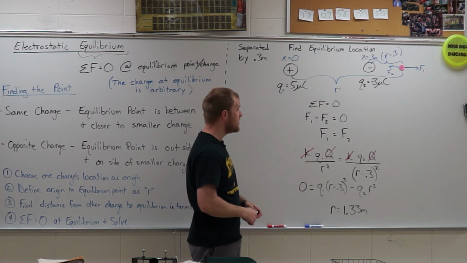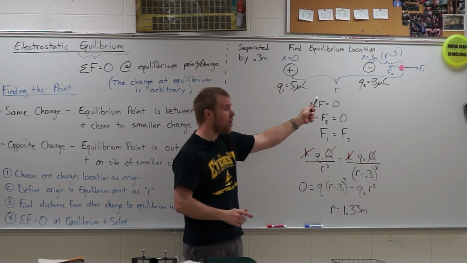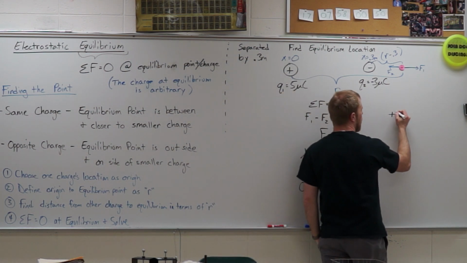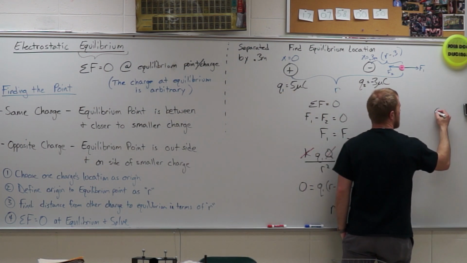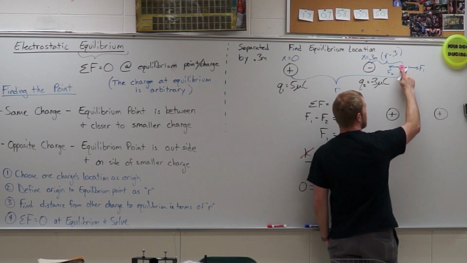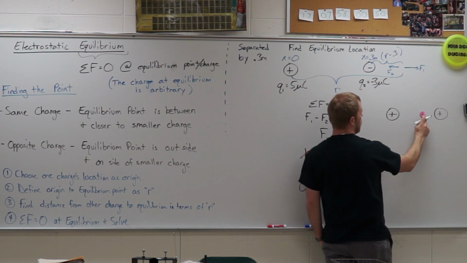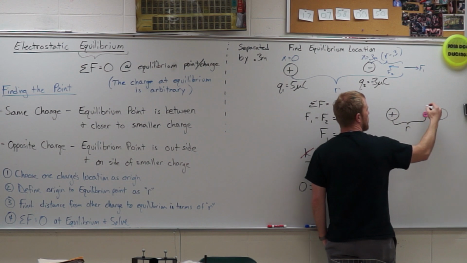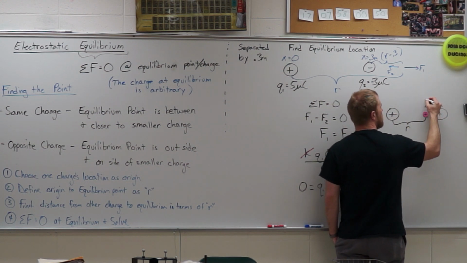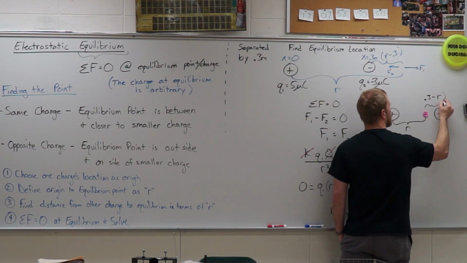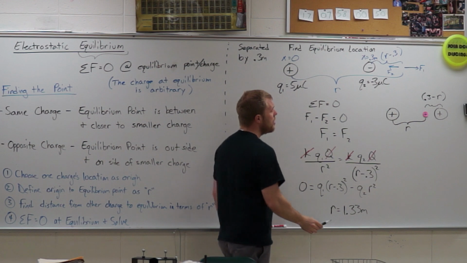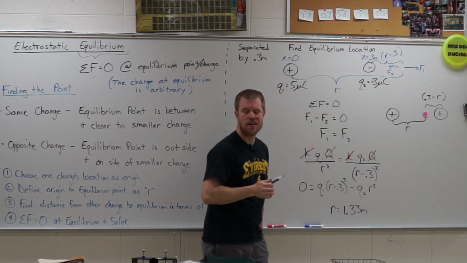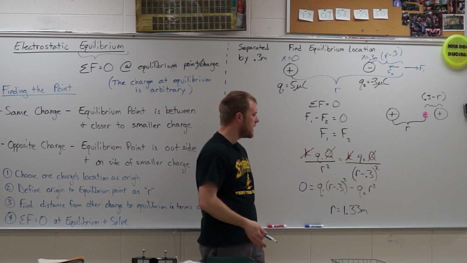Now, here's a cool little trick. What happens if these were the same charge? Okay. So what would happen if these were the same charge is I would have my equilibrium point somewhere in the middle, and closer to the smaller one. I'd have r, and so then this distance here would be 0.3 minus r. Now what do you notice? I went from r minus 0.3 to 0.3 minus r. They're kind of multiplied by negative 1.